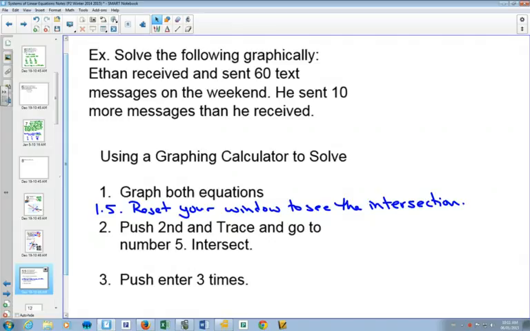And while you're doing all of those things, see if you could figure this one out mentally. Right? We did some guessing and checking yesterday. See if you could figure this one out. It's kind of like chicken and horses. I mean, there's 60 total text messages.